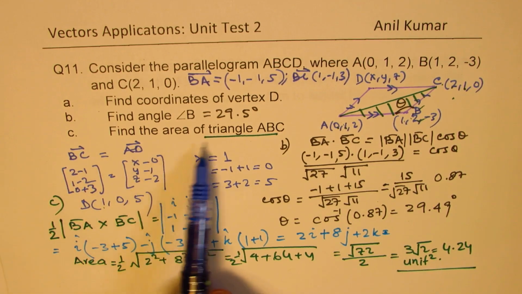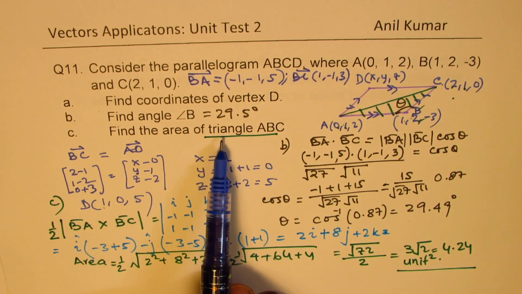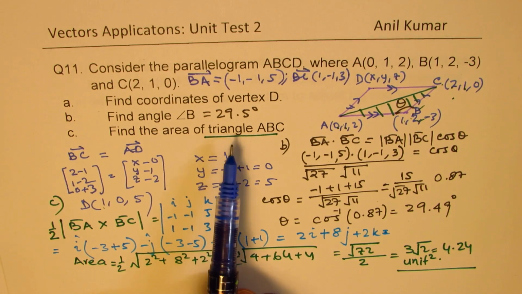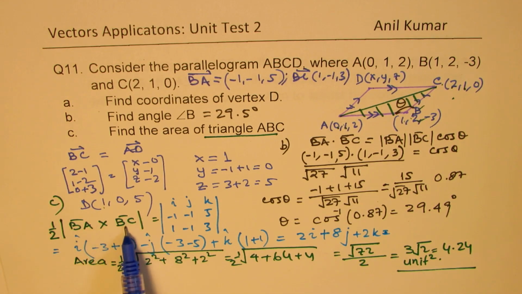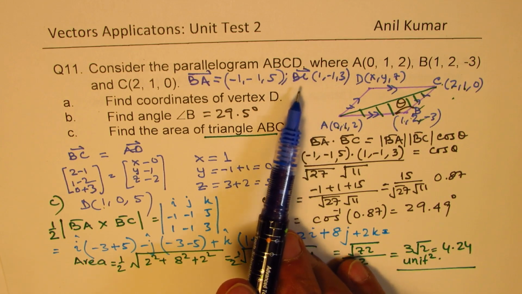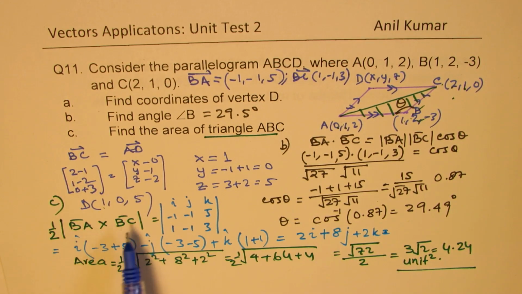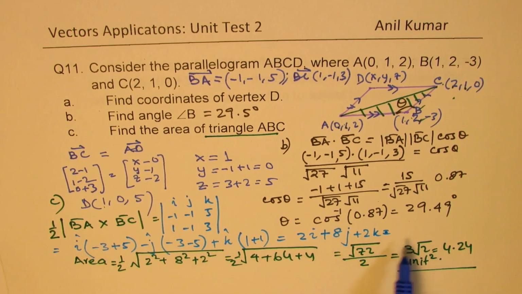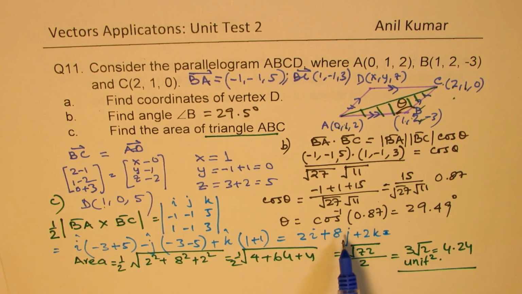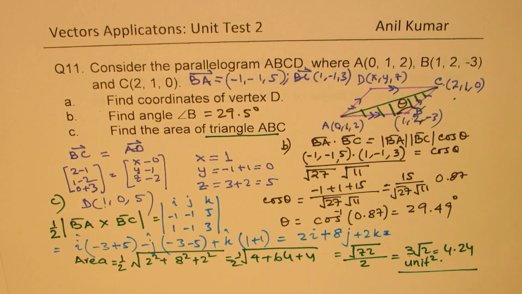The third part was to find the area of triangle ABC. The important thing is triangle, not parallelogram. So we'll do half times the cross product of these two. Since we are talking about magnitude, I wrote BA and BC. We found the cross product, got the vector, then half times the magnitude of this vector gives us the area of the triangle. Unit square will be the units. It is good to mention.